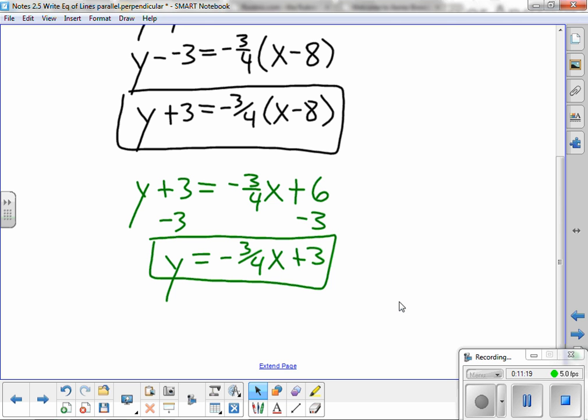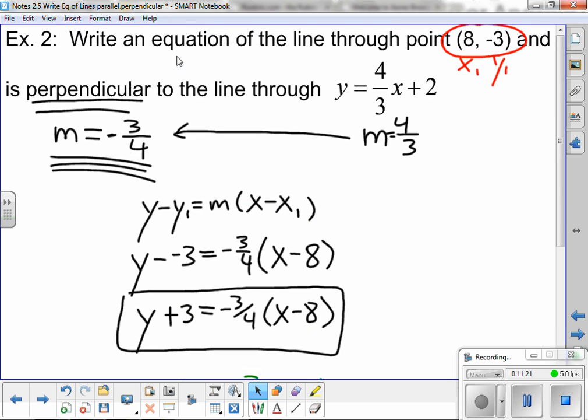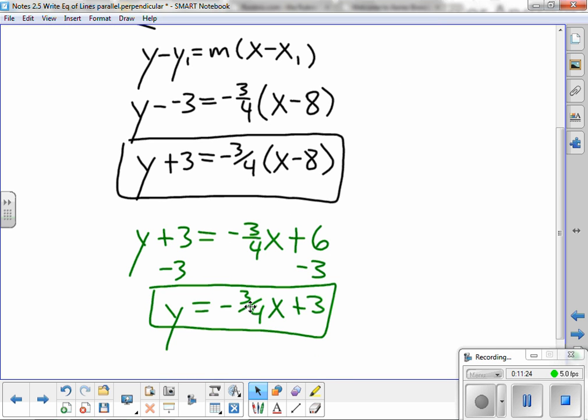Okay. Actually, since it doesn't say what form your answer has to be in, you could have kept going and just left it in this form and put this as your answer, and you'd still be right.